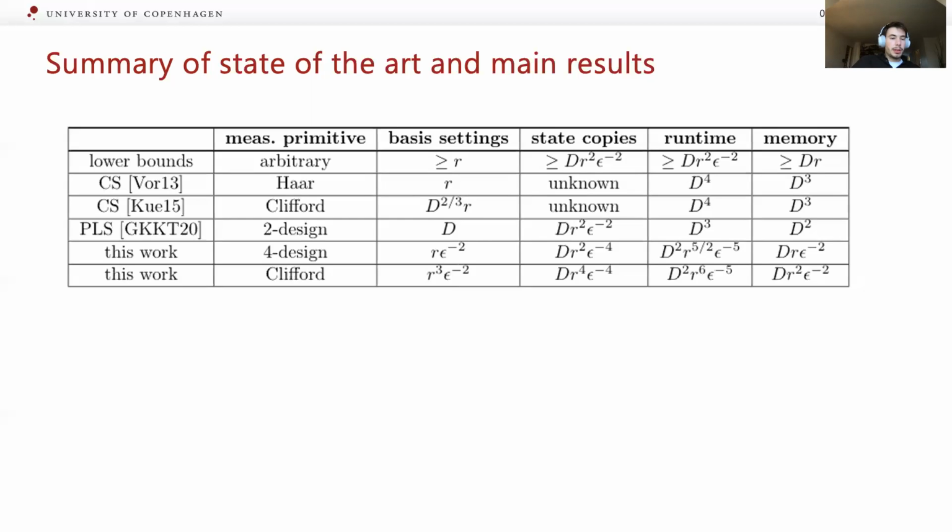And the same for projected least squares, which is another state-of-the-art method, where the number of basis settings is actually exponentially higher than what the lower bound says it has to be. While in our case, again, as long as epsilon is not too large, we match lower bounds.